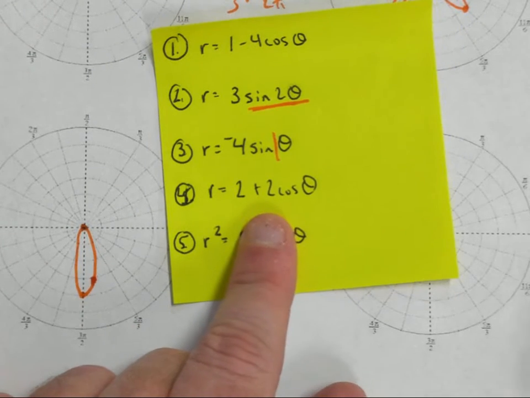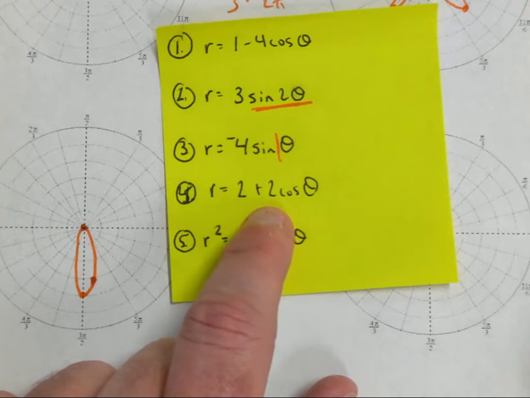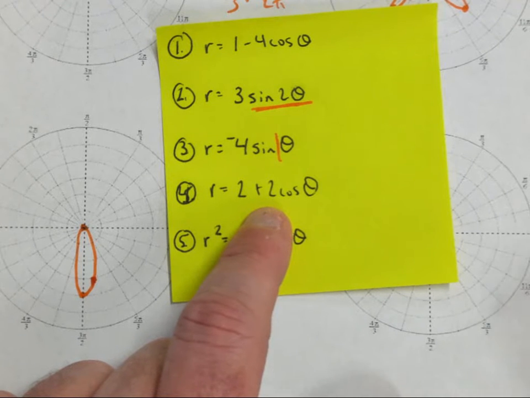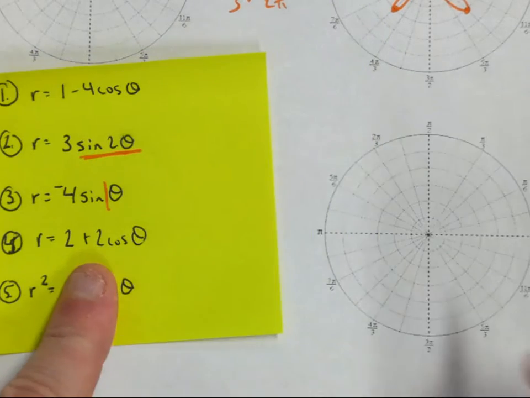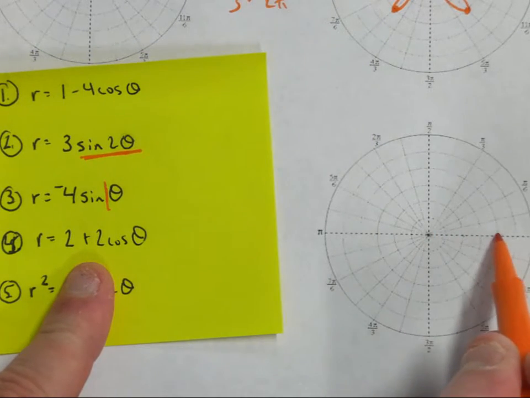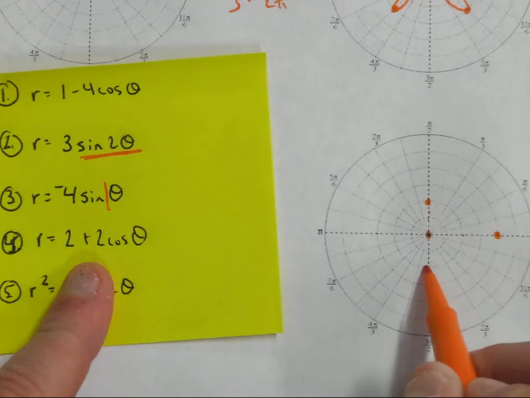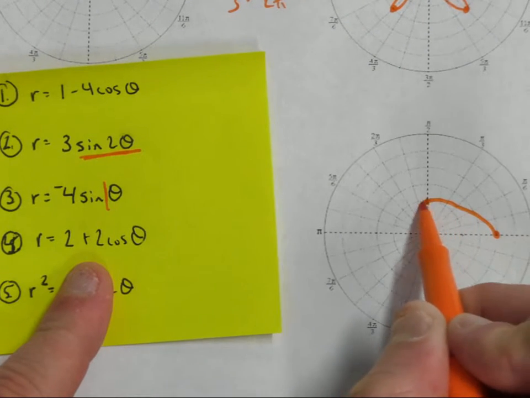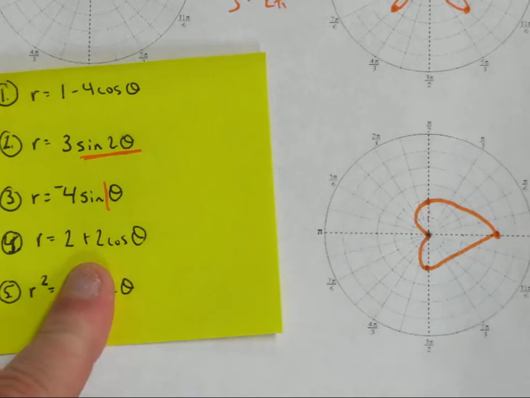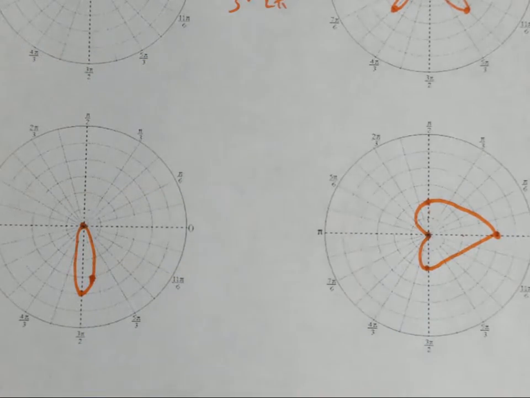If I plug 0 in, cosine of 0 is 1. 2 times 1 is 2, plus 2 is 4. Cosine of pi over 2 is 0. 0 plus 2 is 2. Cosine of pi is negative 1. That's going to give me 0. Cosine of 3 pi over 2 is 0. It gives me plus 2, and back at 4. So 0, 4. And there's my cardioid.